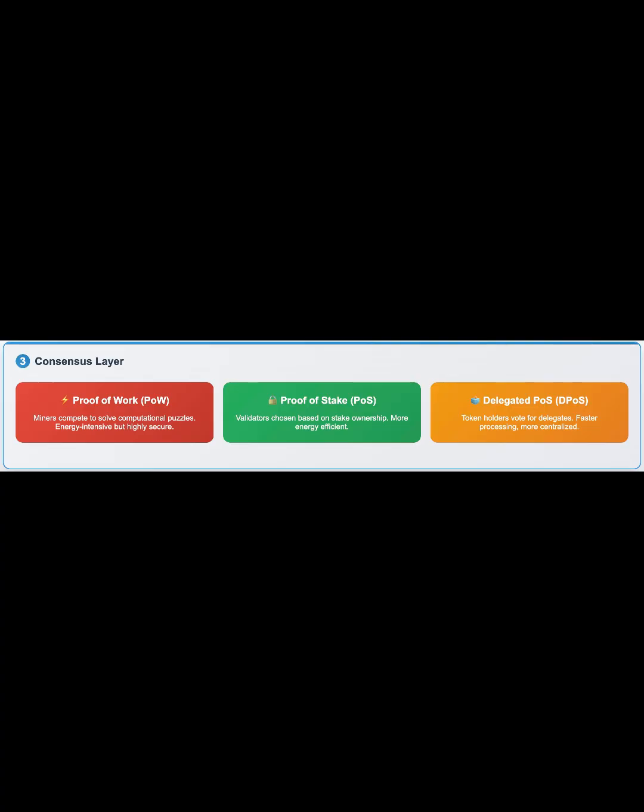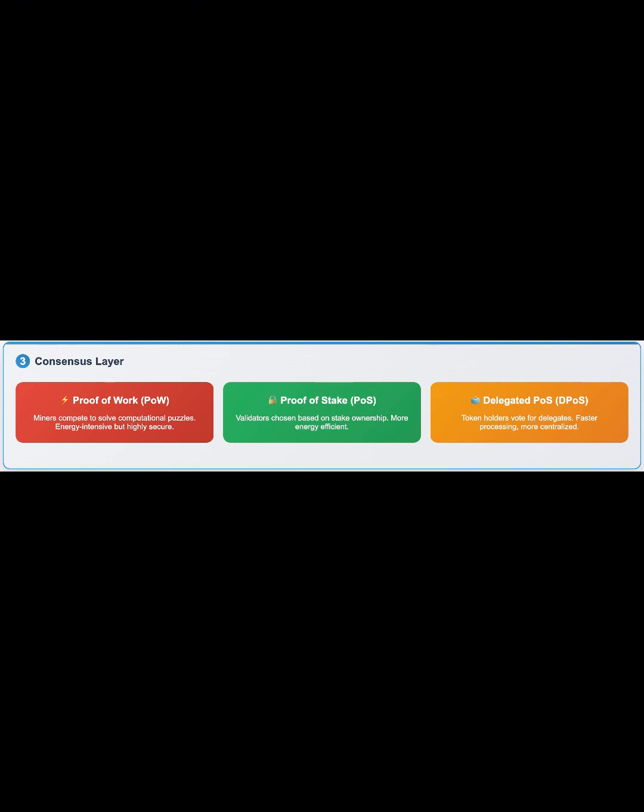Proof of stake. This is more environmentally friendly. Instead of competing with computing power, validators are chosen based on how many tokens they own and stake in the network. It uses much less energy, but there's a risk of centralization if a few entities accumulate most of the tokens. Delegated proof of stake. This is a hybrid approach. Token holders vote for delegates who do the actual validation. It's faster and more scalable, but even more centralized than regular proof of stake. Each has trade-offs between security, energy efficiency, and decentralization.